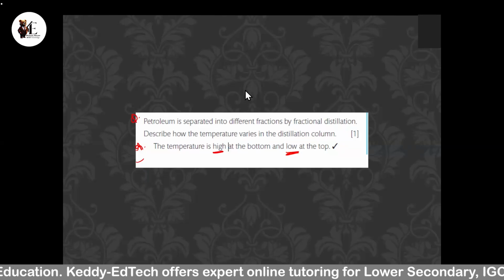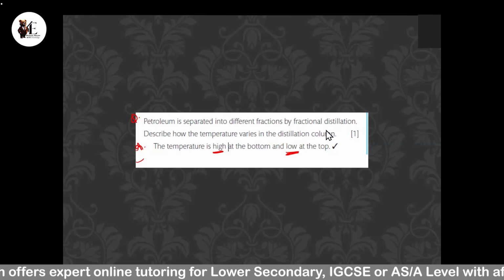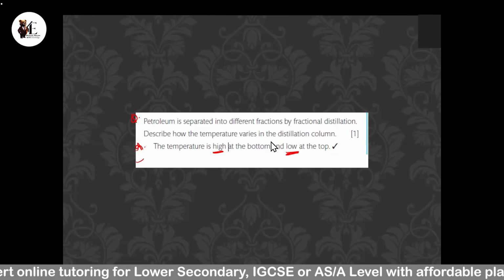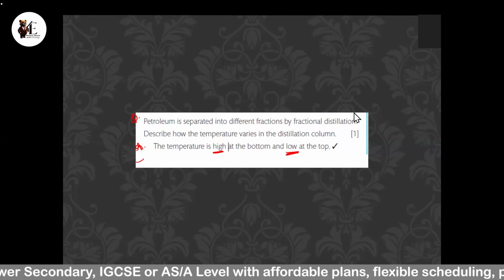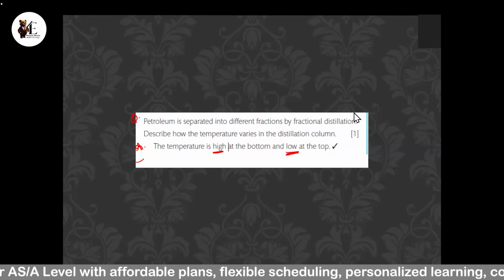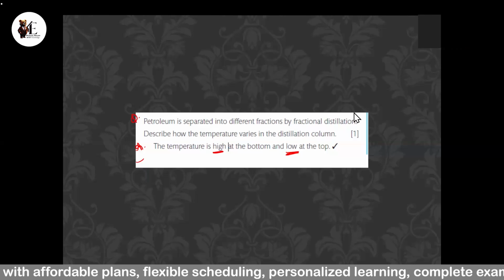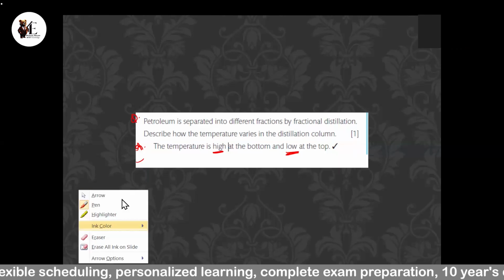I'm good too. So this is the question we are discussing, that petroleum is separated into different fractions by fractionating column. Describe how the temperature varies in the distillation column. So this is a question of 1 mark. You know the distillation column, temperature is hot at the bottom and it is cold at the top. So temperature is high at the bottom and low at the top. So you should write one line in this answer and you will get 1 mark. So write it down.